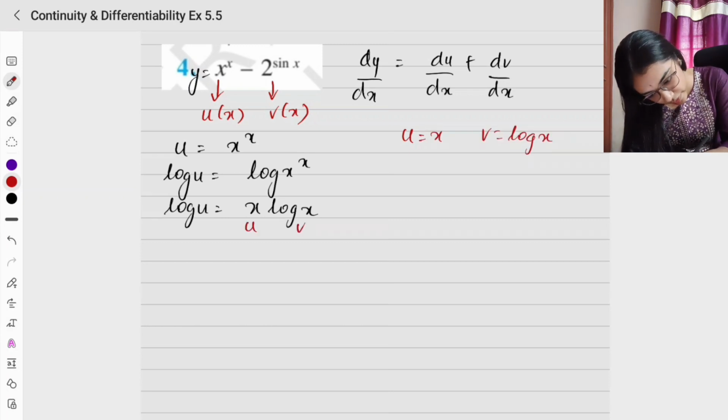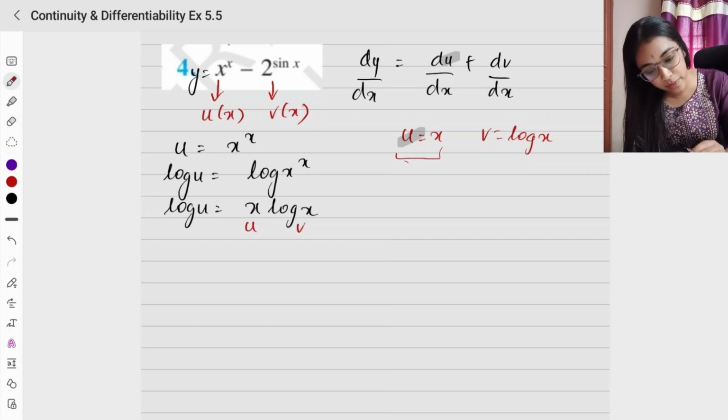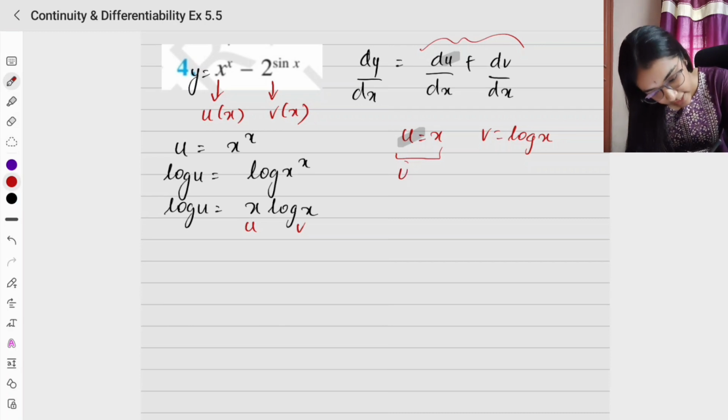So u, v. Don't get confused between this particular u and this u. This is used for the formula purpose. This is for the formula purpose and this is just to write the equation in simpler terms. Okay, please understand that. So u is going to be x, u dash is 1, v dash is going to be 1 divided by x.